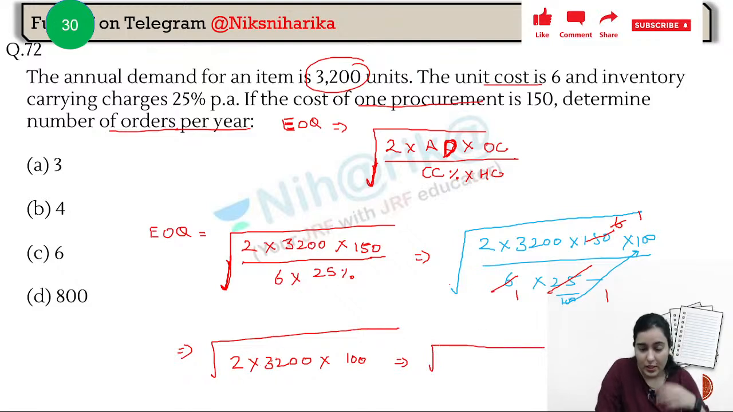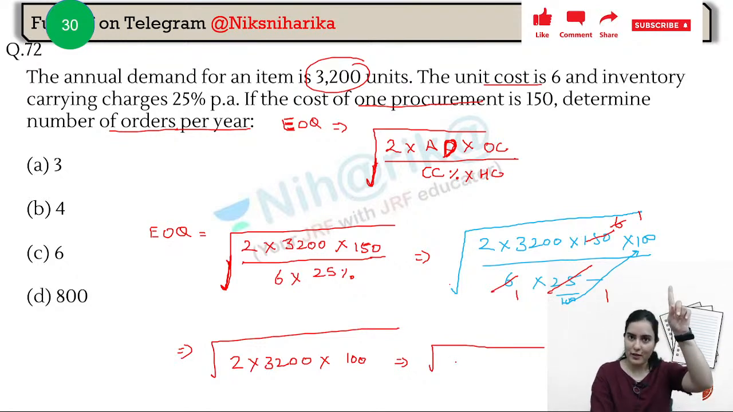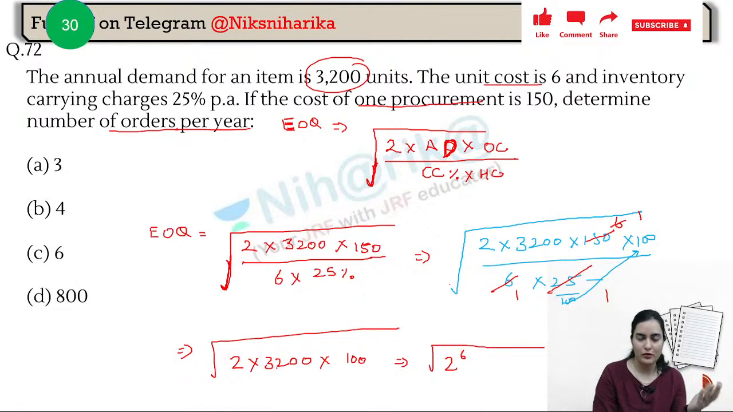Now see, 32 is what? If I do the factors of 32, it will be 2 raised to the power 5. 2 into 2 into 2 into 2 into 2 is 2 raised to the power 5, which is 32, and into 2, that means I can directly write 2 raised to the power 6, because 32 into 2 is 64. Then I write 10 raised to the power 4, because I've included all the zeros, right? Now what is root? Root is nothing but half.